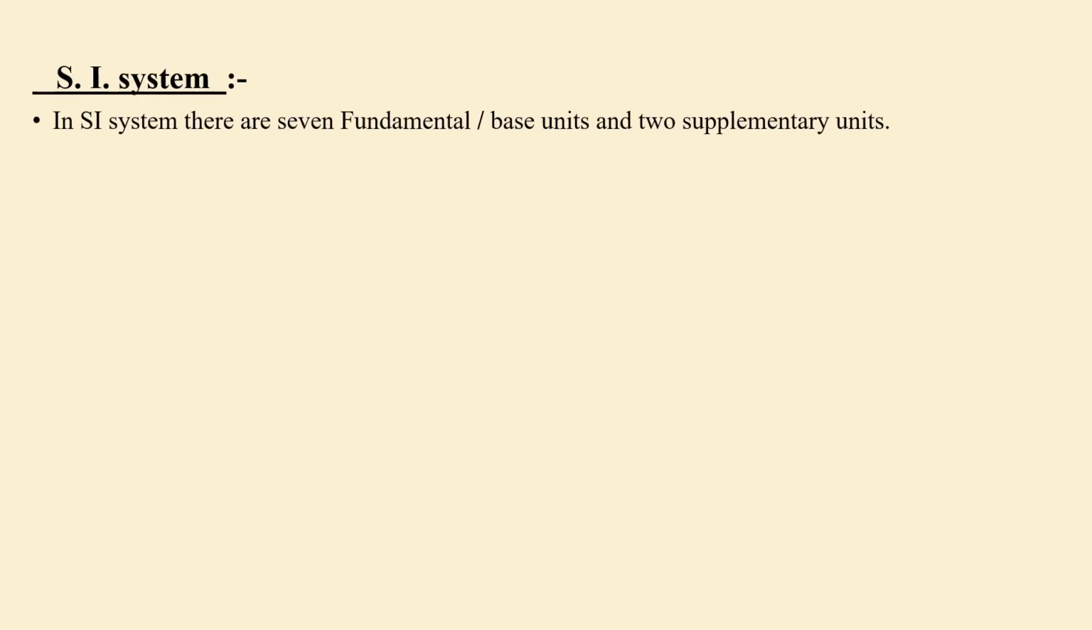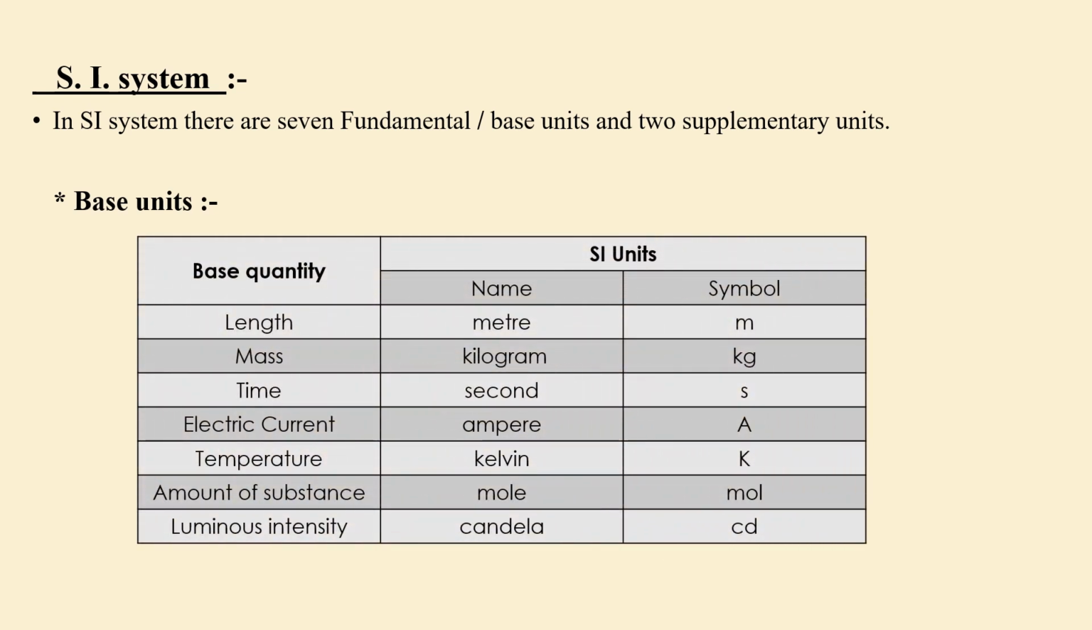SI system. In the SI system there are 7 fundamental or base units and 2 supplementary units. Base units. Let's see the base quantity, SI unit name and symbols. Length. SI unit name is meter with symbol small m. Mass. SI unit name is kilogram with symbol kg. Time. SI unit name is second with symbol s. Electric current. SI unit name is ampere with symbol capital A.